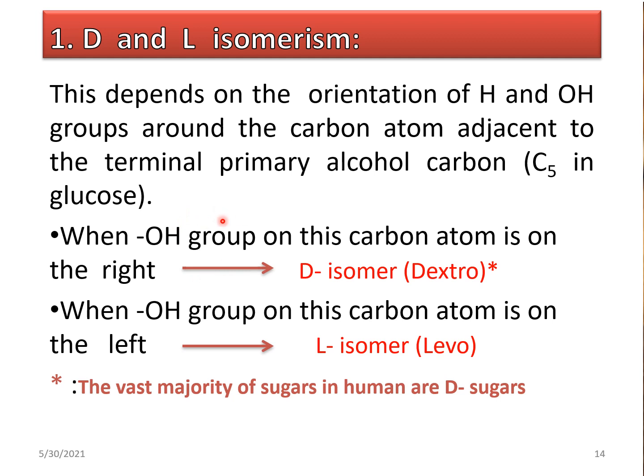When the hydroxyl group on that carbon atom is on the right, the compound is called D-isomer or dextro. And when the OH group on this carbon is on the left, then this compound is levo or L isomer. In fact, the vast majority of sugars in the human body are dextro sugars.